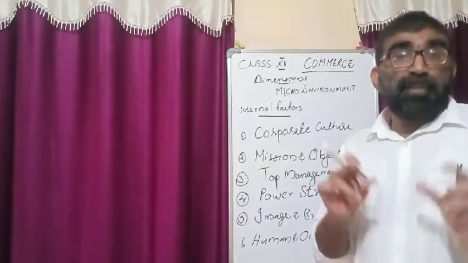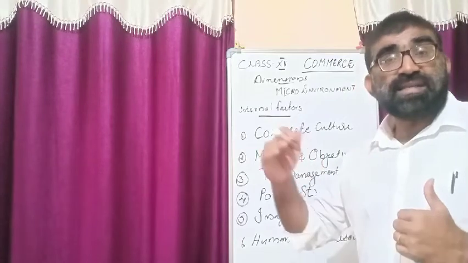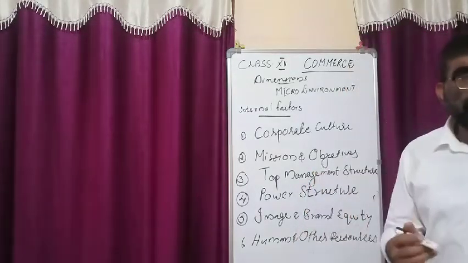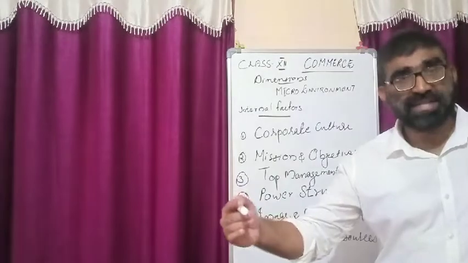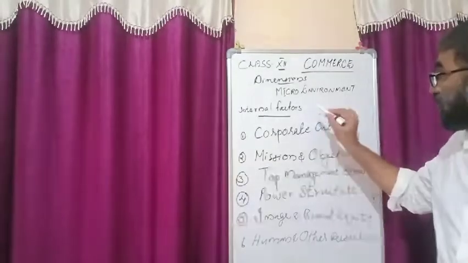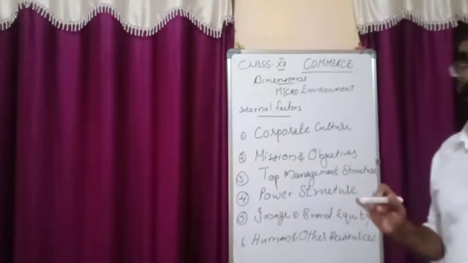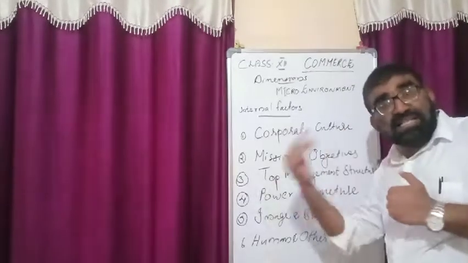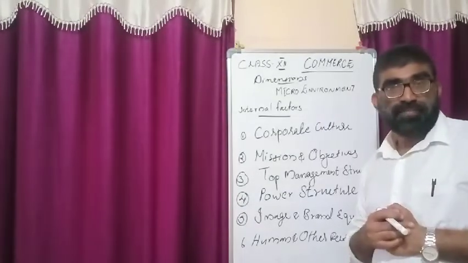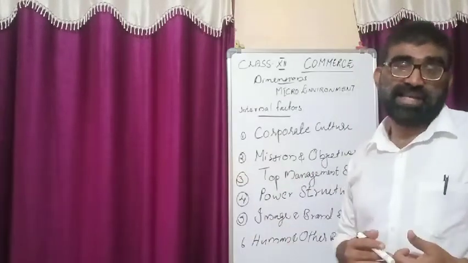As I told you, micro environment includes internal and external factors. These factors directly influence the individual industry. So, micro environment is the immediate environment of an enterprise that influences the performance and functioning of the industry. That's why this micro environment is also known as task environment or direct action environment, because these internal and external factors directly influence the individual industry's activities.